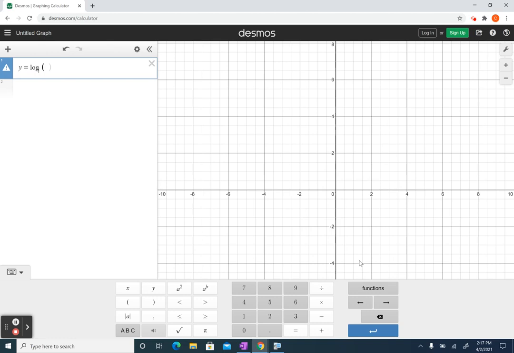So in this particular case, you want to do log base 2. Then you want to make sure that you get into the parentheses. And then you want to do x minus 3. So x minus 3.